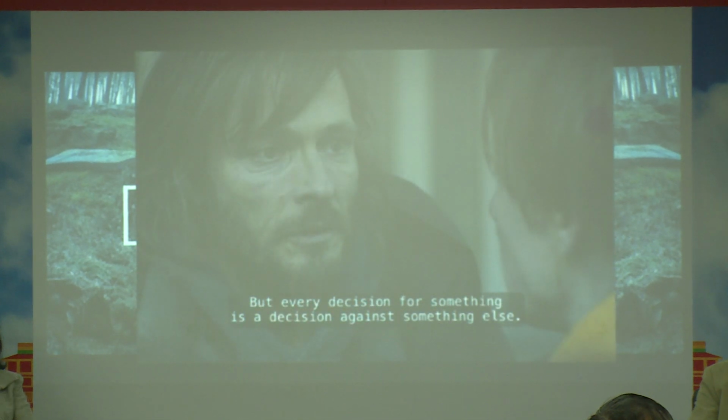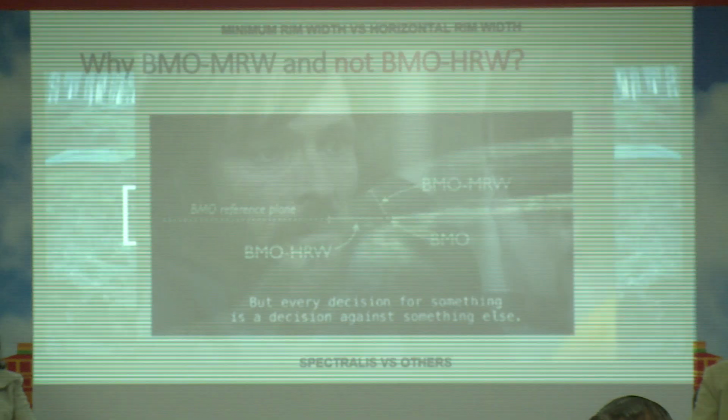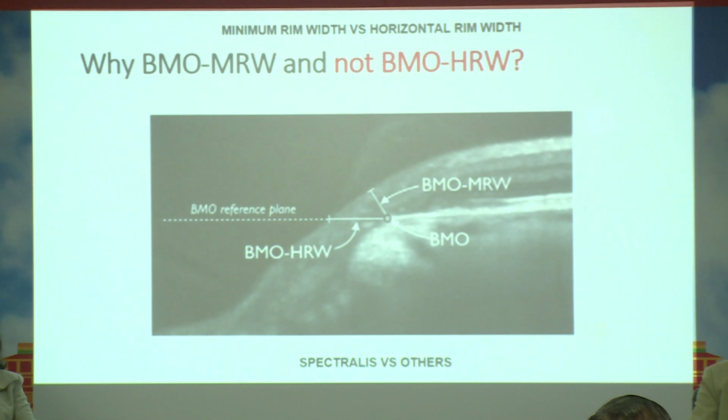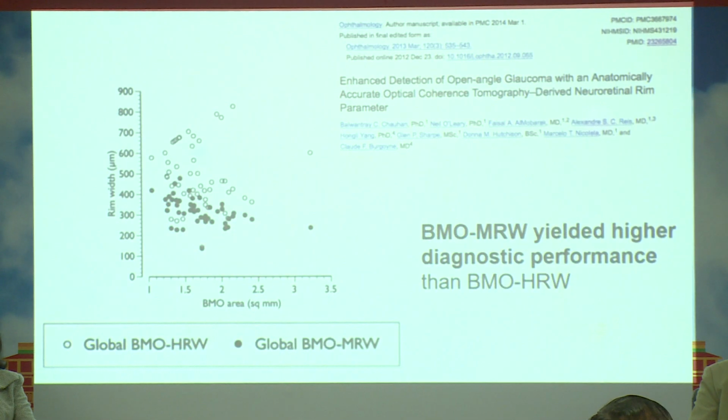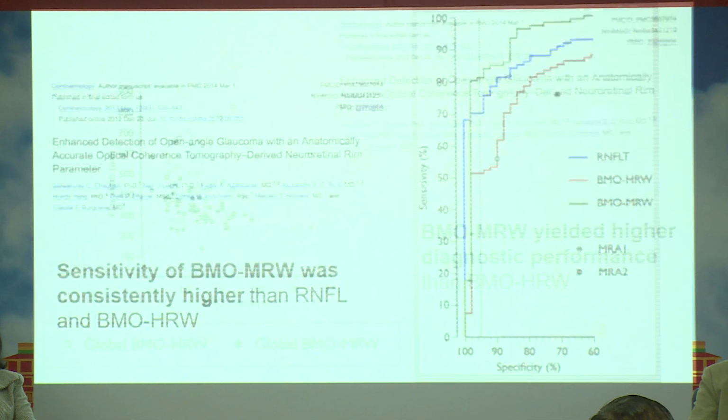So every decision goes against something else, isn't it? When we go to BMO MRW, we'll have to see why we can't use BMO horizontal rim width. You can see in this figure, the horizontal rim width is different, the minimum rim width is different. Many studies have now come out showing that the BMO MRW yields a higher diagnostic performance than the Bruch's membrane opening horizontal rim width.